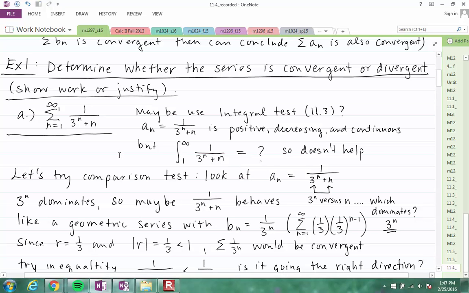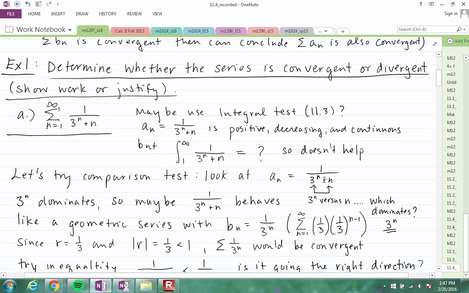Comparison test, the way this works is your a sub n is your given general term in your series, 1 over 3 to the n plus n in this case. And then you need to find the b sub n, which is a comparable general term for that series. So you want to pick something that you suspect would behave like the a sub n. Looking at this often involves finding what's dominant as n goes to infinity.